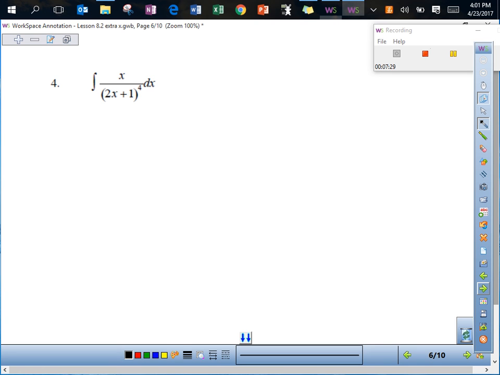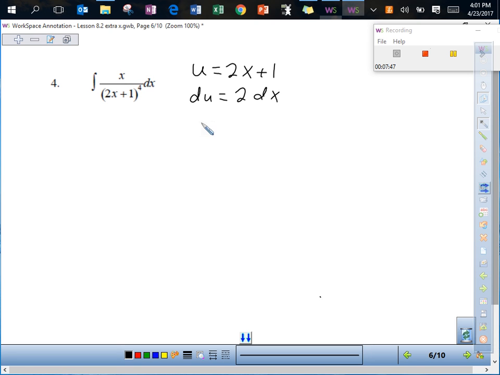Here's our number 4. Once again, there's a quantity involved, so that means I've got a u substitution going on. So my u becomes 2x plus 1. My du becomes 2 dx. I've got an extra x there, so watch how I solve this for x now. I'm going to subtract away the 1, divide by the 2. That's what my x is going to be.